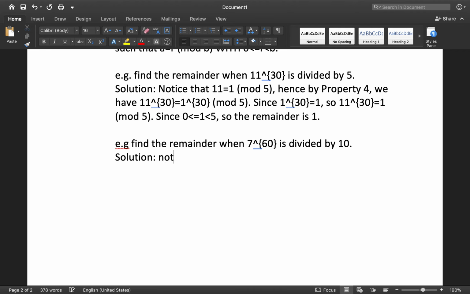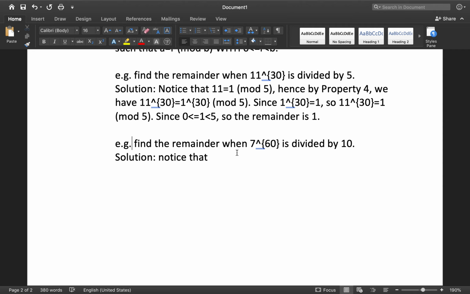Now, notice that this problem is a little bit different from the previous problem, because the previous one is quite easy. You know 11 is already congruent to 1, then you can take the congruence modulo 5, and once you raise it to any power, it's still equal to 1. But for this problem, it's not that trivial, because it's not that easy for you to get the 1.